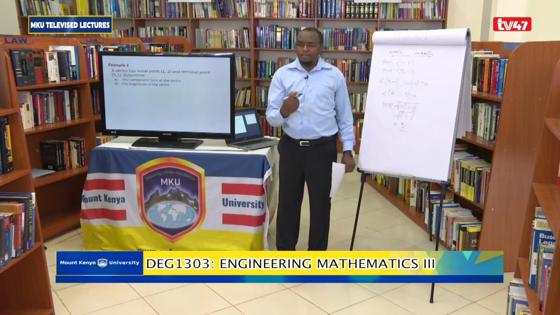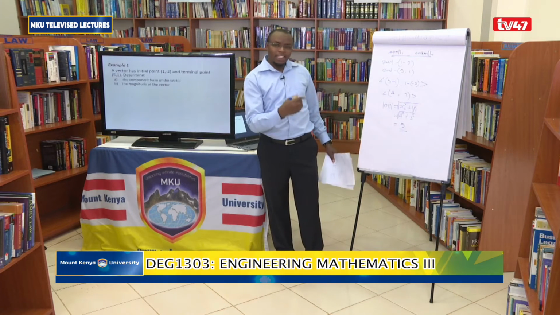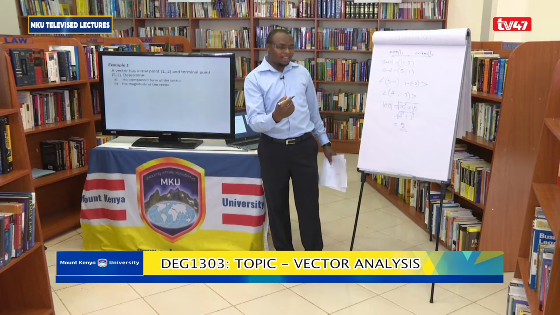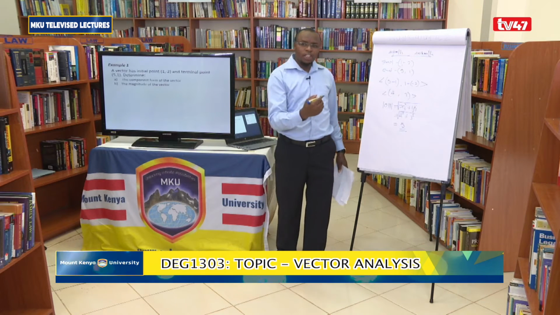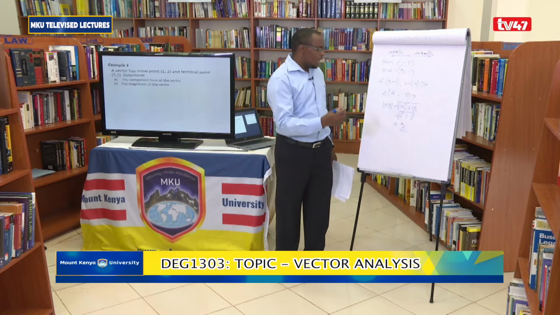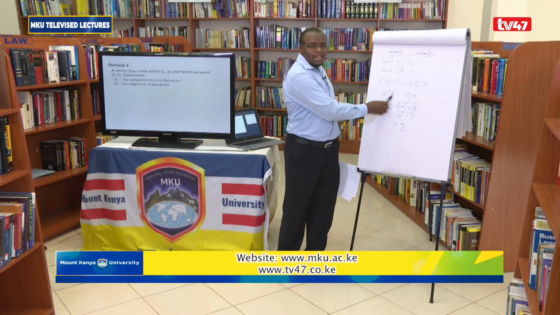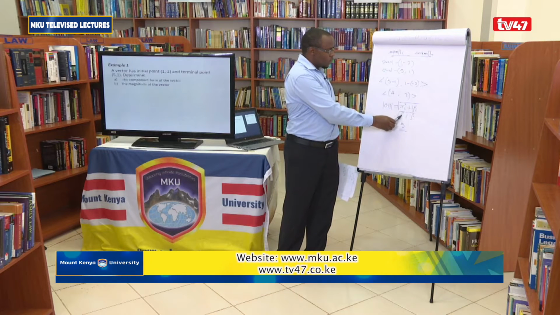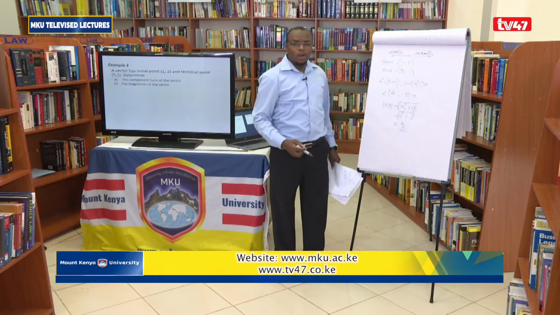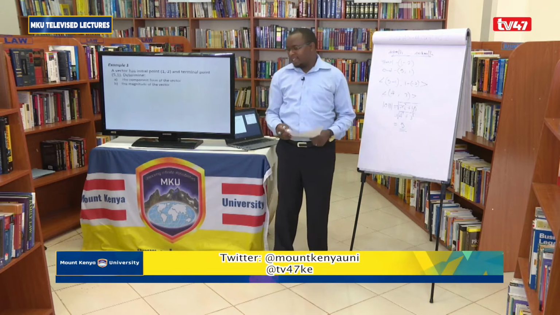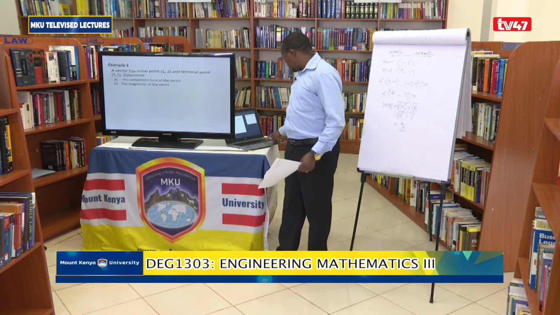Or simply, you take the change in the x-axis squared plus the change in the y-axis squared, because this is the change in the x-axis and this is the change in the y-axis. You square them, and then you find the square root, and that will be the answer for that question.